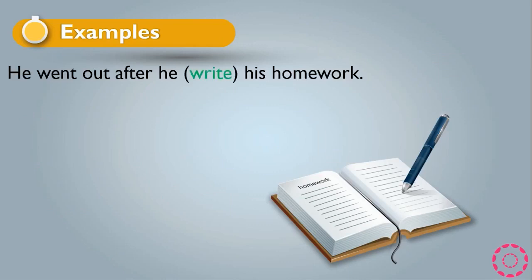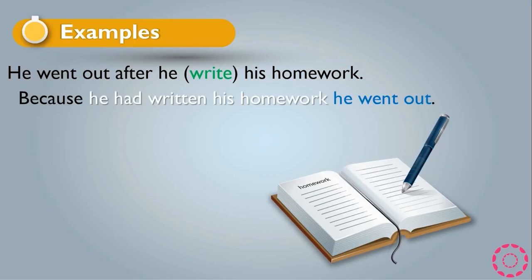Look, we have an example. He went out after he wrote his homework. So according to this rule, the sentence became like that. Because he had written his homework, he went out. So we have to find the first action, which is he had written his homework, and after that the second action, which is he went out. The first action, he wrote his homework, we change to past perfect and it became he had written his homework, and the second action should be in the past form and became he went out.